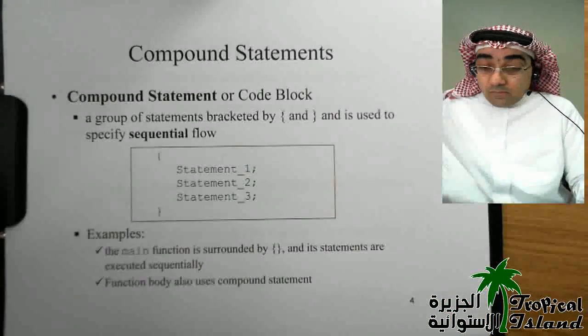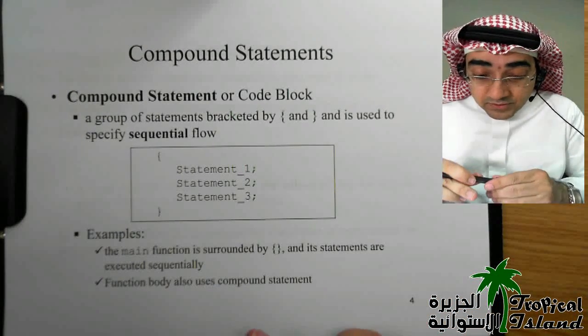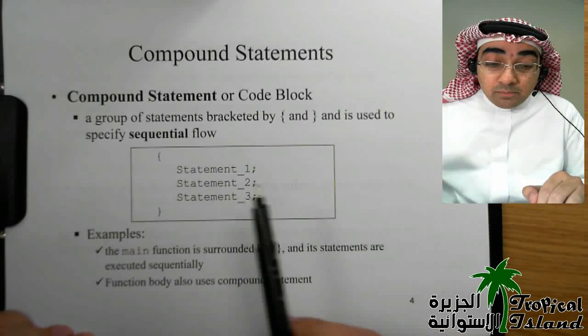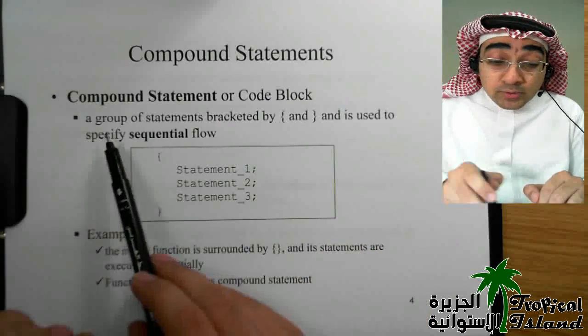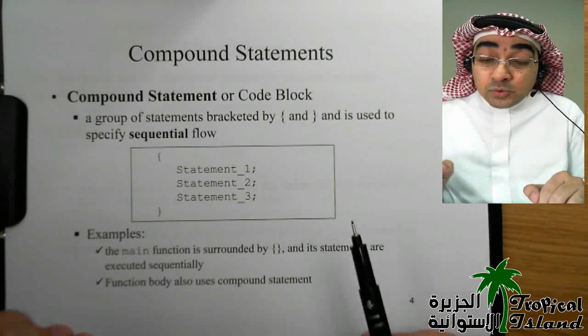Okay, so let's talk first about compound statements and what we mean by a compound statement. A compound statement, or sometimes even called a block of code, is a group of statements bracketed by the two curly brackets.